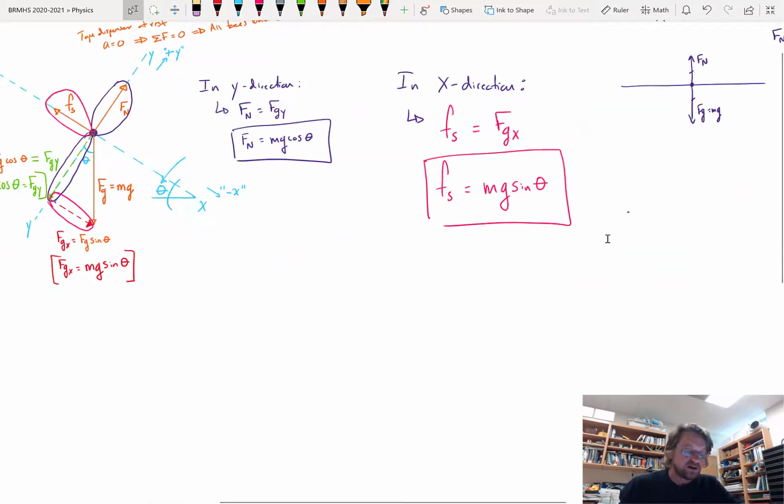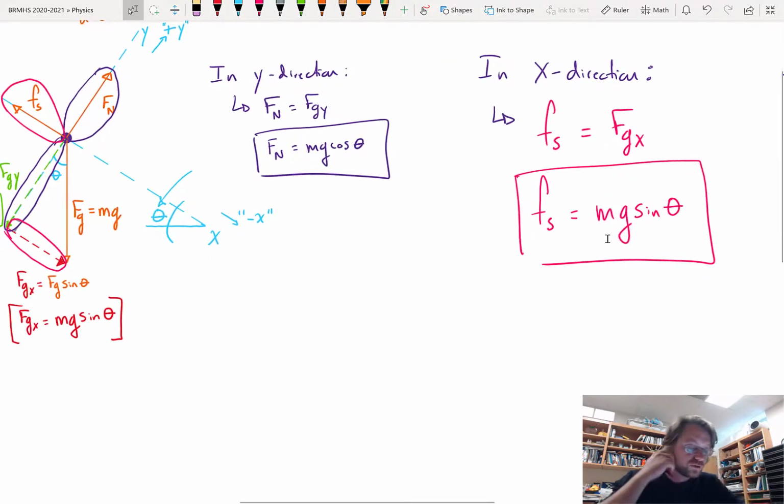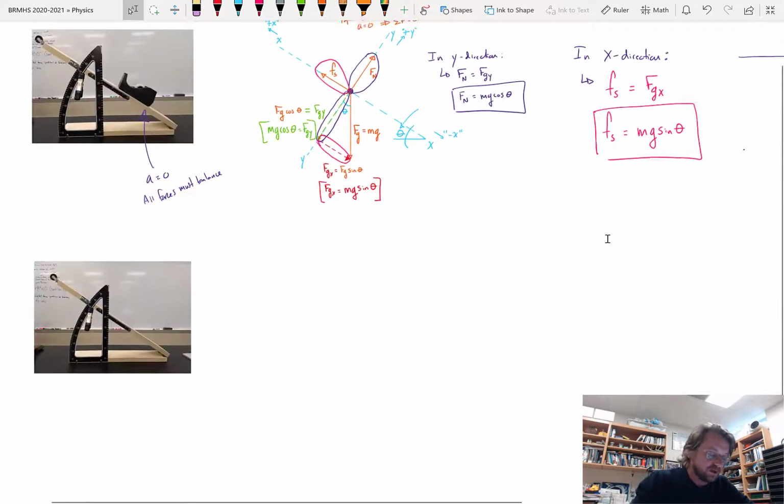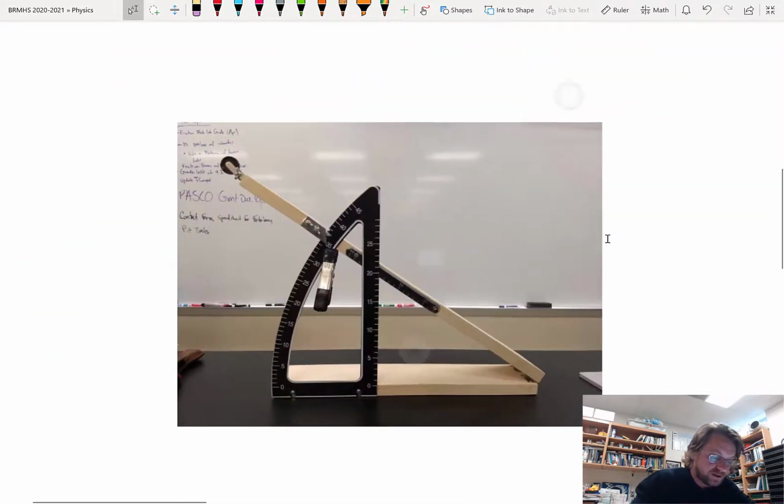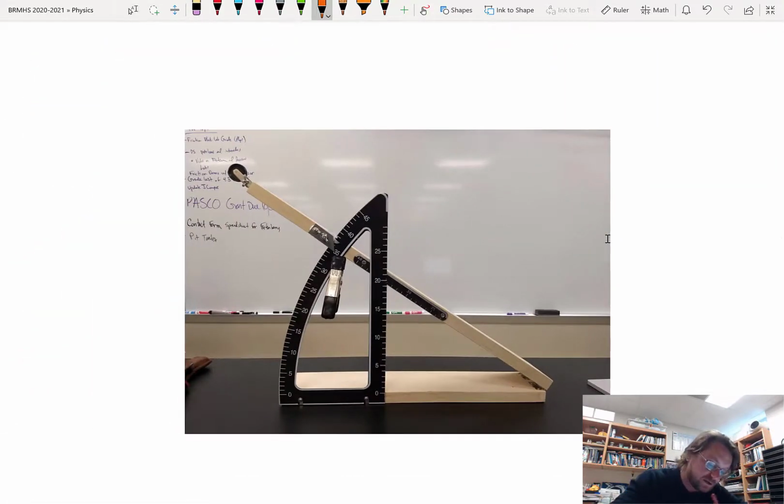So now I have two true statements in purple and pink that can be used to try to solve a problem. In the lab that we do, we're going to have a block, a wooden block like we had before that we dragged across the table horizontally.